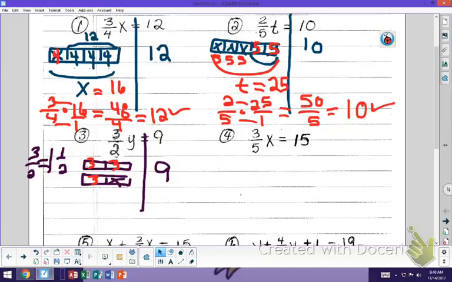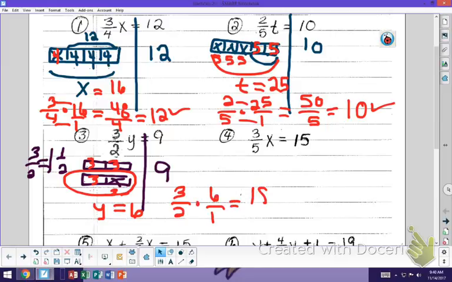Now the difference is here that I only need 1 rectangle for my y. So if I have 1 rectangle, it would be 3 plus 3, so y would be 6. And I can check my work by doing 3 halves times 6 over 1. That gets me 18 over 2. When I divide 18 by 2 and simplify, I get 9. So it checks.